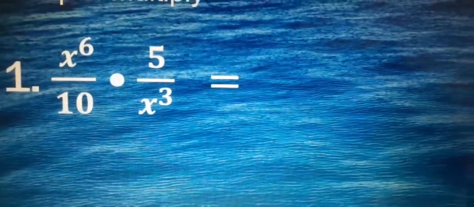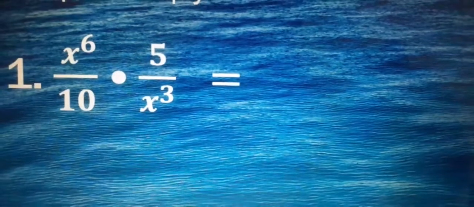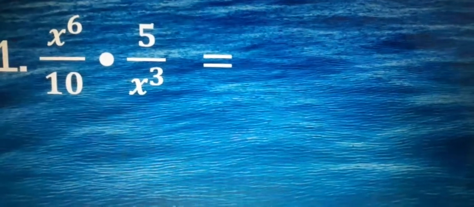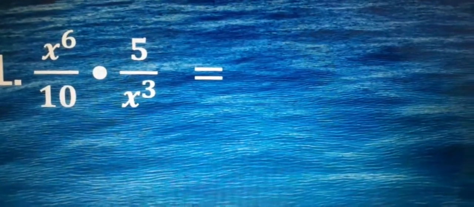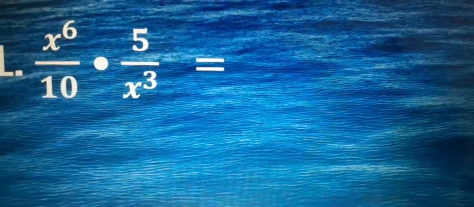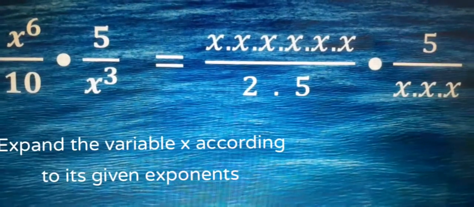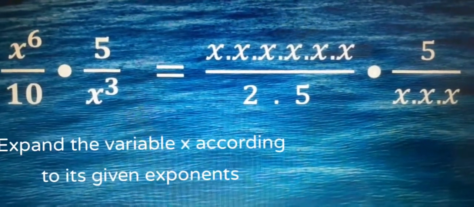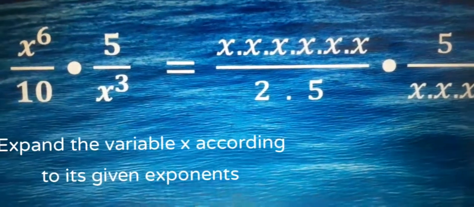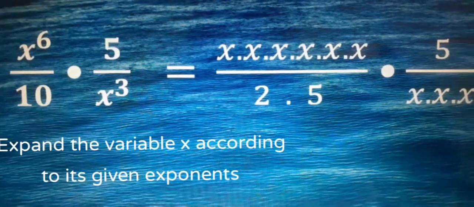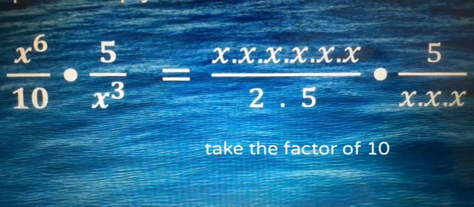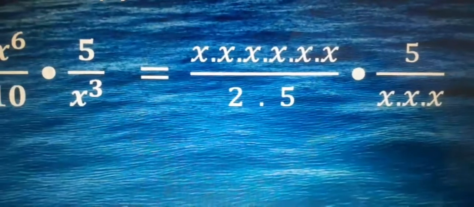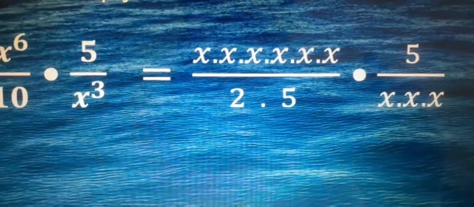We can multiply this by expanding x to the 6th power and x cubed. We also have to take the factor of 10, and therefore we will have this partial answer, which is equal to x times x times x times x times x times x, or we expand x to the 6th power 6 times. Then the factor of 10 is also equal to 2 times 5. We also have to expand x cubed to x times x times x. We just copy 5.